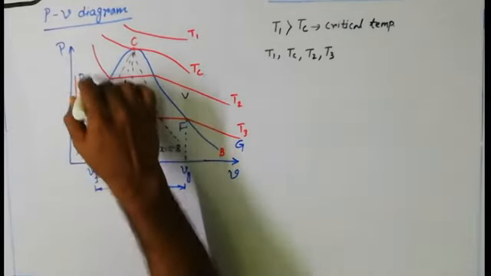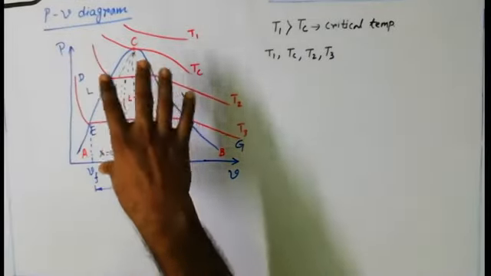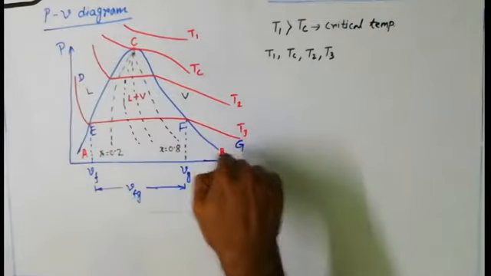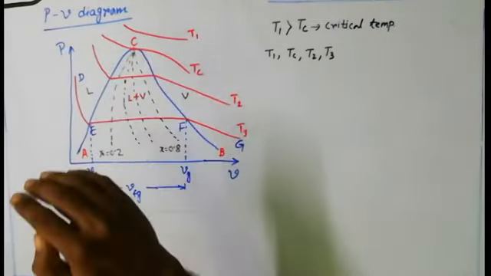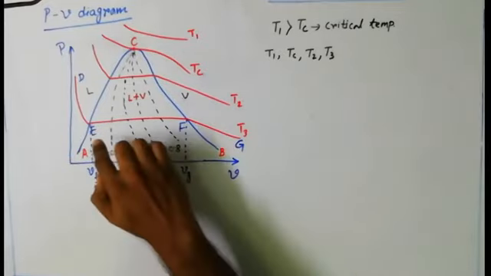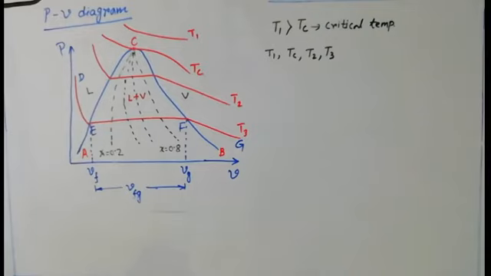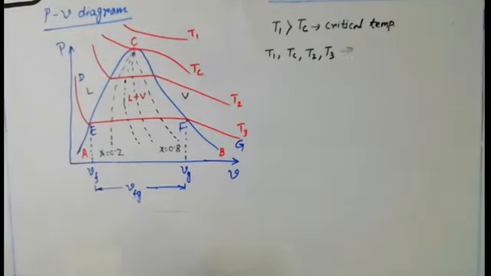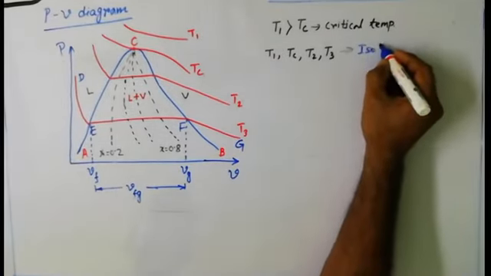So I can plot several temperature lines there. I am not going to plot more than this because it will create clumsiness. There are lots of temperature lines, and if we join all those temperature lines at different pressure levels, then we can get this kind of ACB curve. So T1, Tc, T2 and T3 are all basically isotherm lines. Isotherm lines means constant temperature lines.